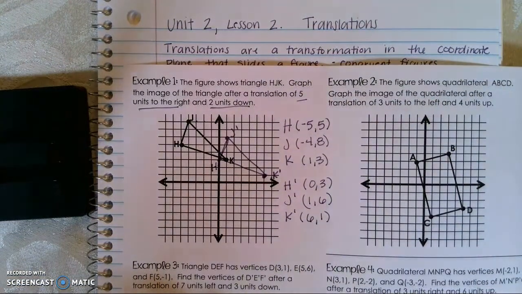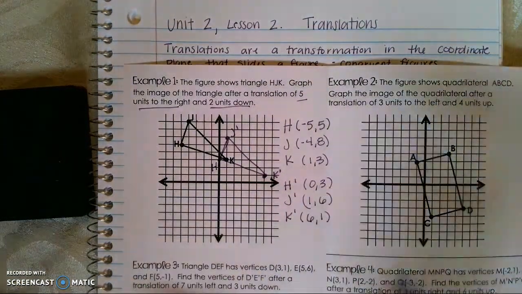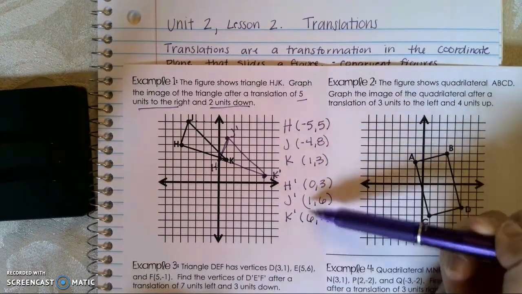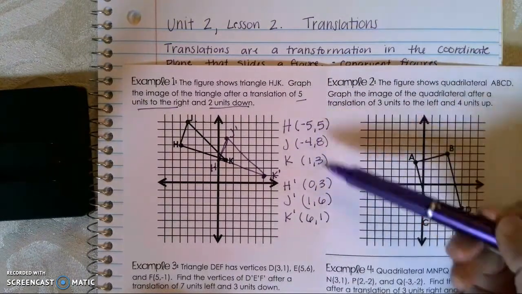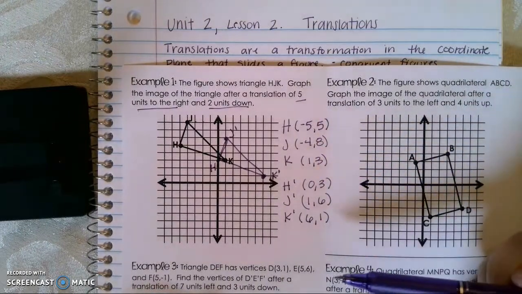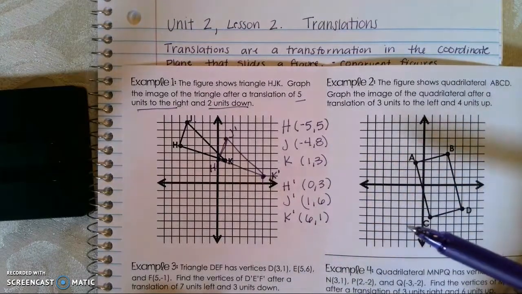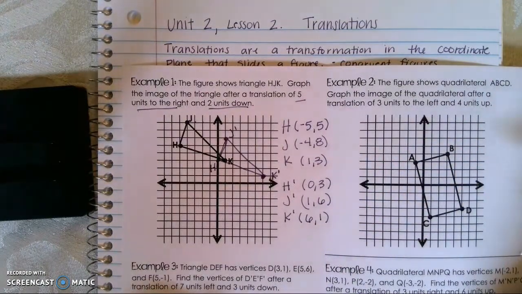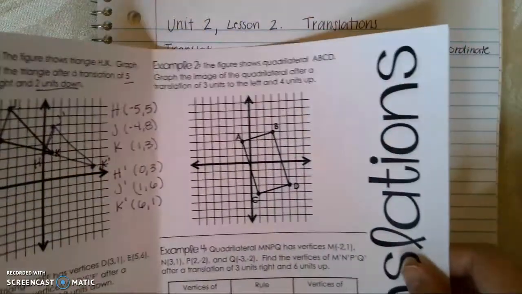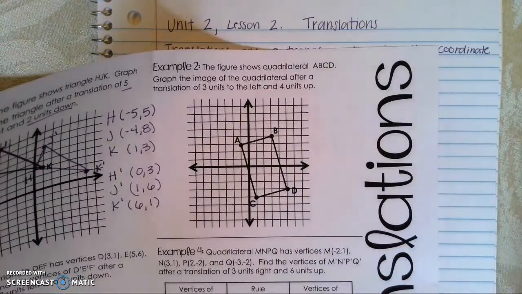Okay. We're also going to start to notice patterns. Since I went 5 to the right, I added 5 to each of these numbers. So negative 5 plus 5 is 0. Negative 4 plus 5 is 1. 1 plus 5 is 6. So we're starting to see more patterns than just counting. Sometimes we won't always have a graph. Okay? That's example 1.